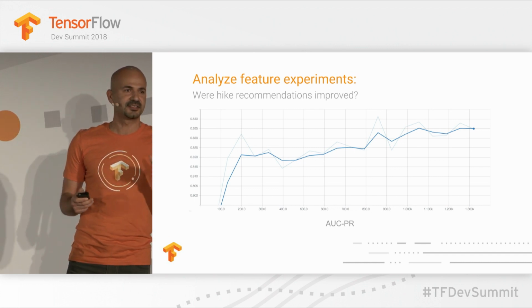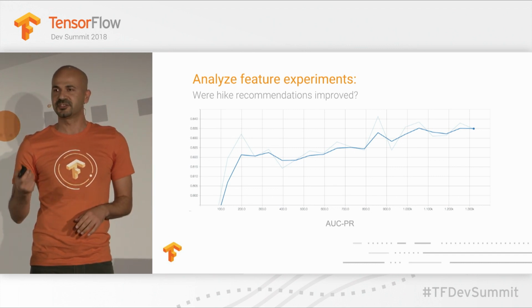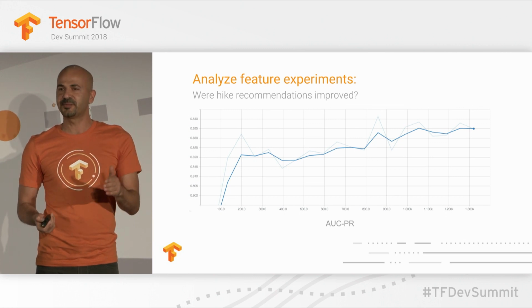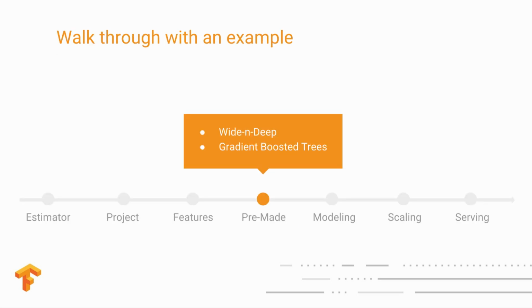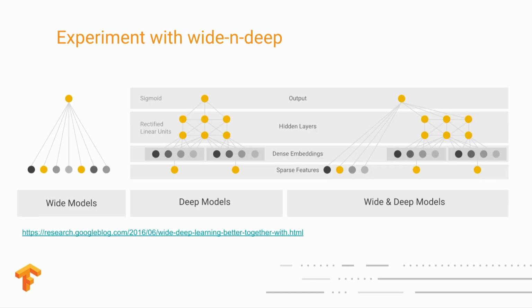You will hear this sentence a lot during this talk because it's based on that. Rest of the pipeline should work, and you should be able to analyze your experiments. Let's experiment more. We have a couple of pre-made solutions. I mentioned to you it's very popular, and I picked only two of them here to show. One of them is wide and deep, which is a joint training of linear model and neural network. It may help your product, or it may not. You need to experiment. So let's start our experiment.